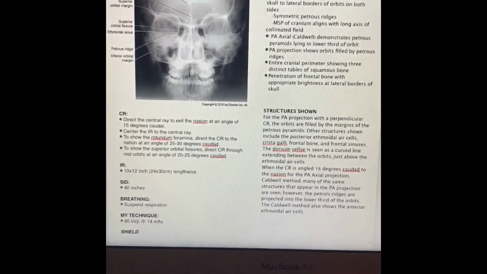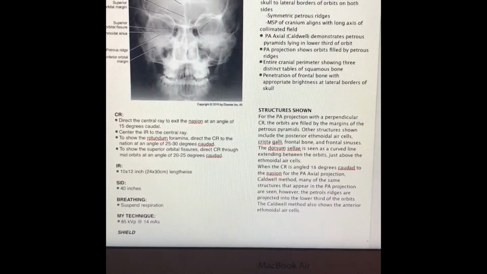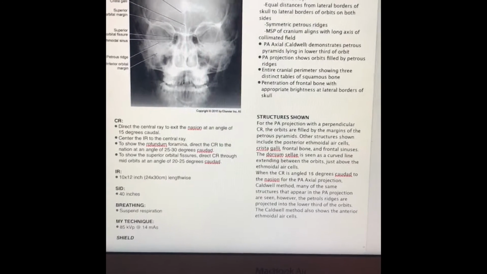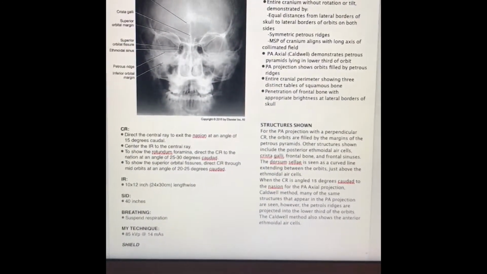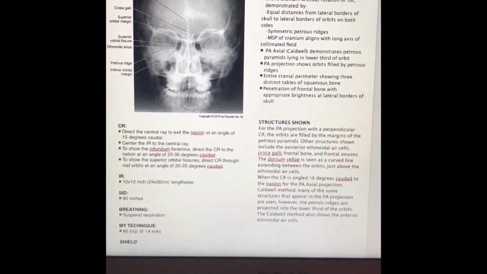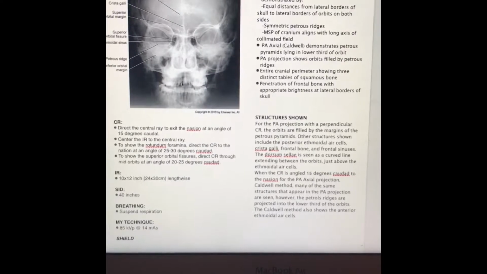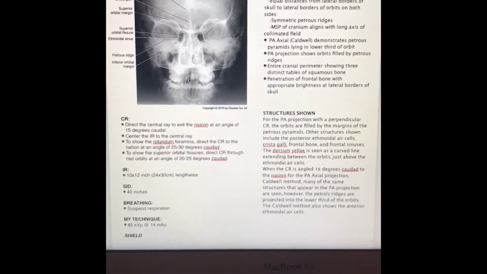The IR that I used for this projection is 10 by 12 inches lengthwise, SID 40 inches, and breathing instructions were suspend respiration. My technique was 85 kVp at 14 mAs, and you want to shield the patient as much as possible, and I did that too.